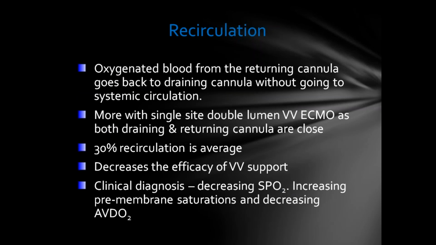So recirculation is oxygenated blood from the returning cannula going back to the drainage cannula without going to the systemic circulation. It is more seen when a single-site dual-lumen cannula is not properly placed, or when both the draining and returning cannulas are close to each other. 30% recirculation is average. It decreases the efficacy of VV support, and clinically it shows by decreasing the venous saturation and increasing the pre-membrane saturation. That will tell you the recirculation is increasing.